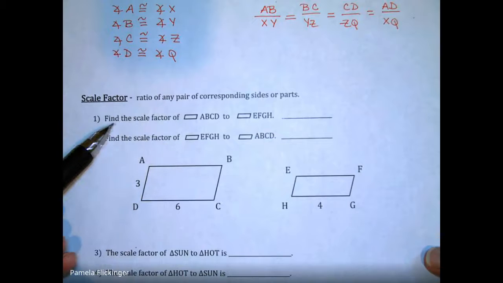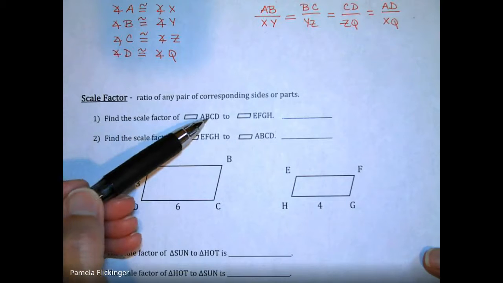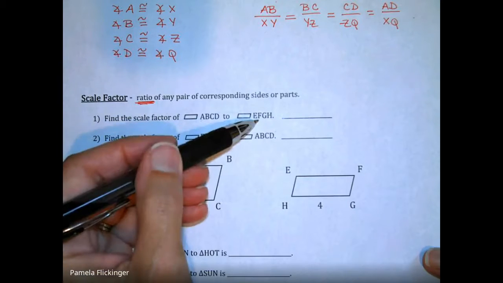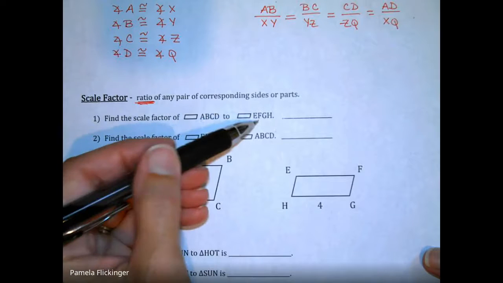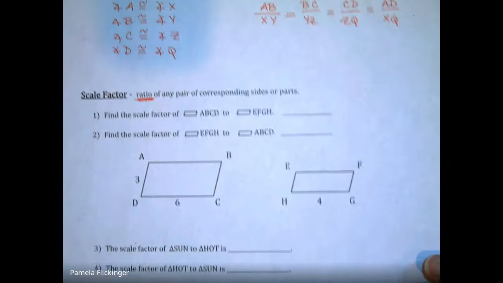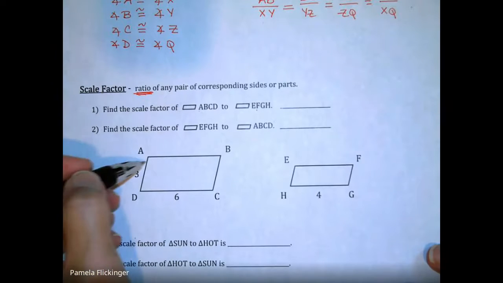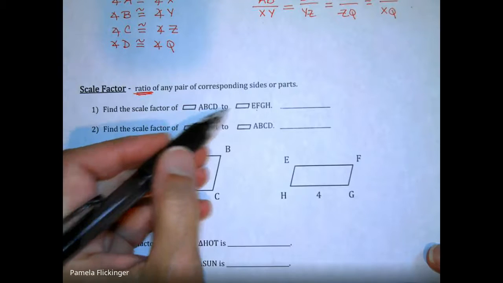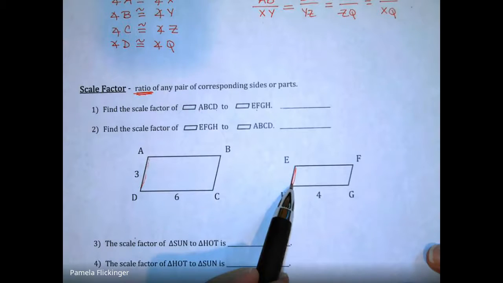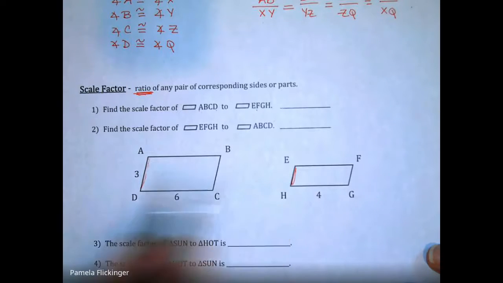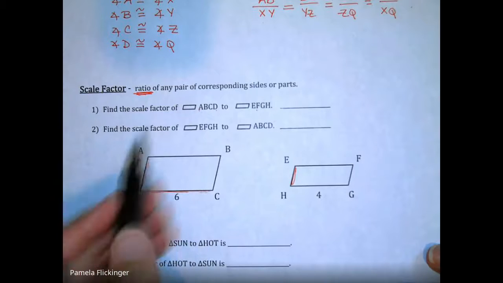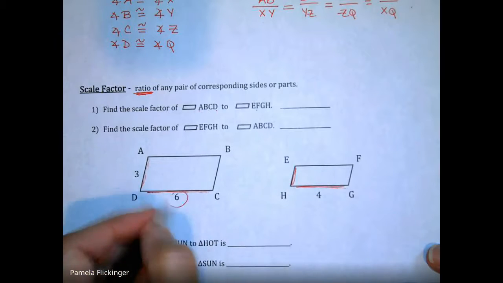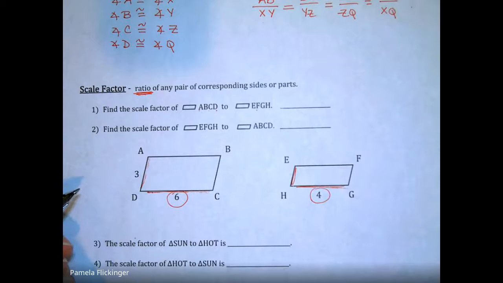So when it says find the scale factor from one shape to another, you're writing a ratio. The order is important. The first would be our numerator, the second would be our denominator. All right, so here are our shapes. When I look at this, I see I have side AD given. According to my pattern, AD should go with EH, but there's nothing written there. So I need to move on to another side. I'll look at side DC, and side DC goes with HG, which I do have. So these are the two numbers that I can use to help me write my scale factor.